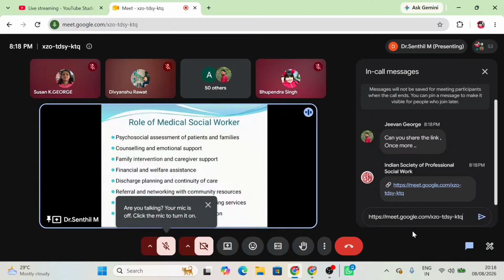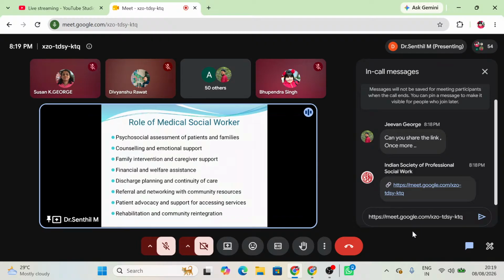Role of medical social worker, you can see. So the medical social worker works as a bridge between the patient, family, the doctors, so hospital, and the community. The role may include starting with the psychosocial assessment. What I have explained in psychiatric social work, that the role starts with the psychosocial assessment, the same thing applies here also.